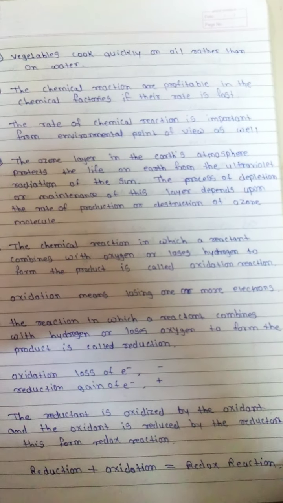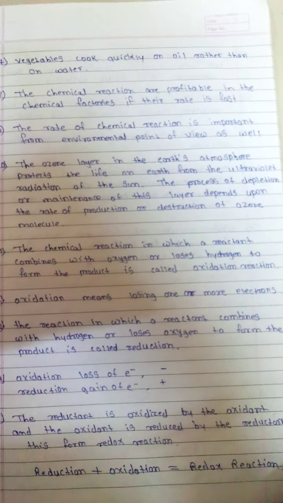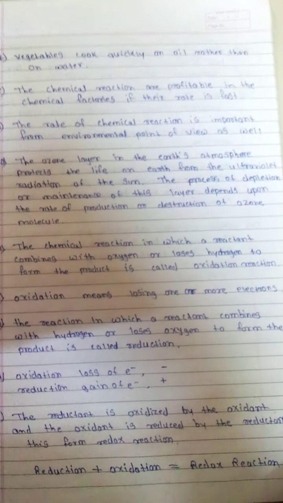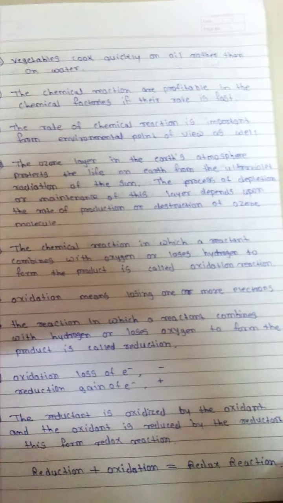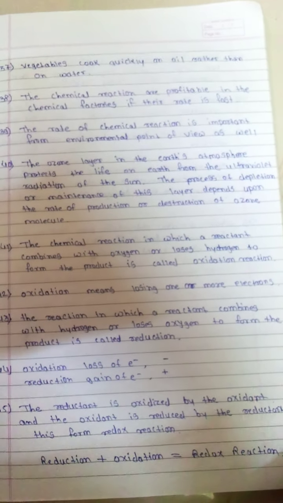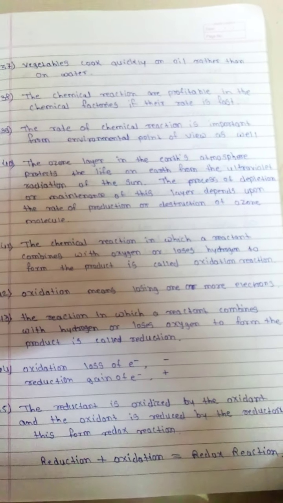The ozone layer in the Earth's atmosphere protects life on Earth from the ultraviolet radiation from the sun. The process of depletion or maintenance of the layer depends upon the rate of production or destruction of ozone molecules. The chemical reaction in which a reactant combines with oxygen or loses hydrogen to form a product is called an oxidation reaction. Oxidation means losing one or more electrons.